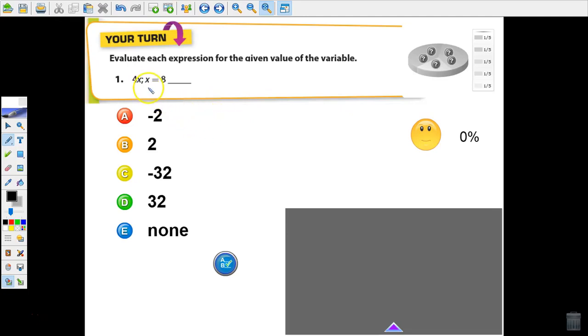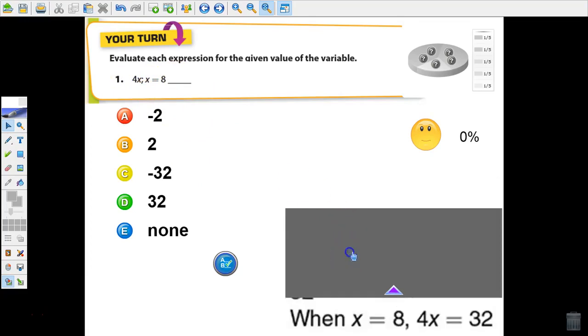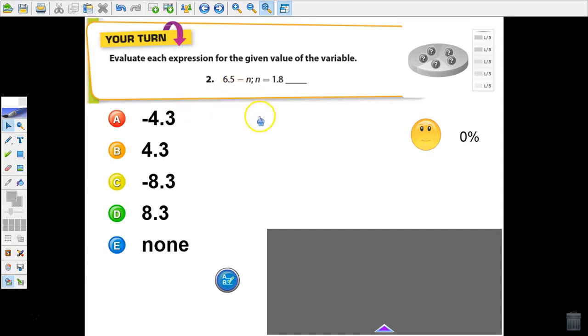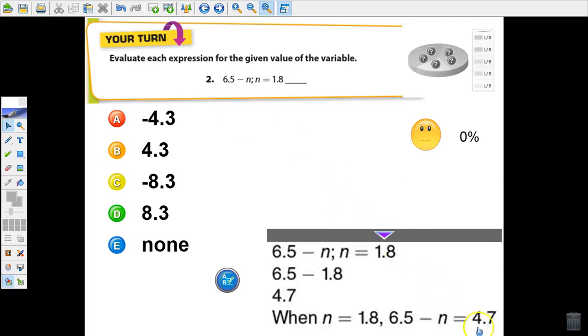Here comes the your turn. Pause. All right, now here's the answer. 4 times x. We're subbing 8 in for x. So it'd be 4 times 8, and we'd get 32. Pause. Okay, so 6.5 minus n, and n equals 1.8. So we sub 1.8 in for n. We get 6.5 minus 1.8, and that's going to give us 4.7. Basic math.